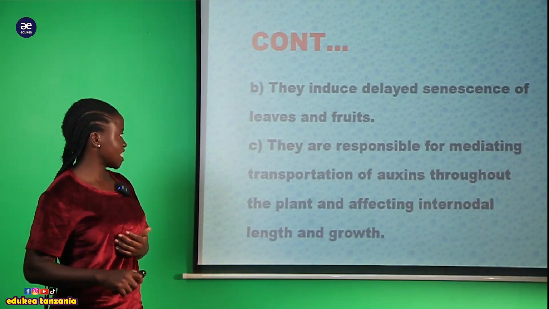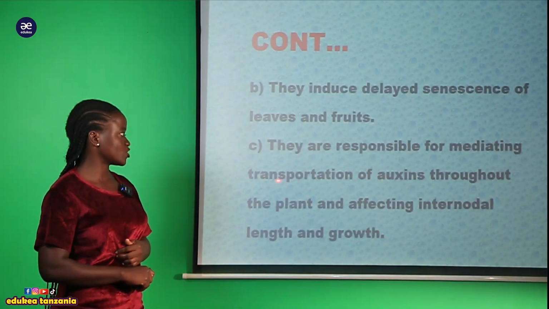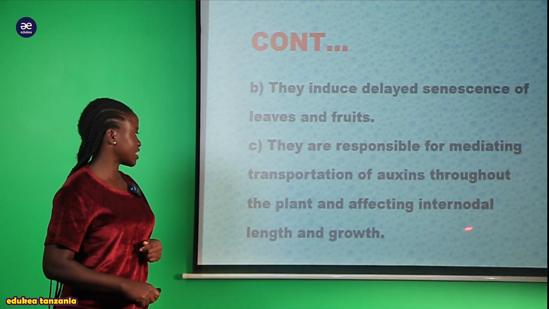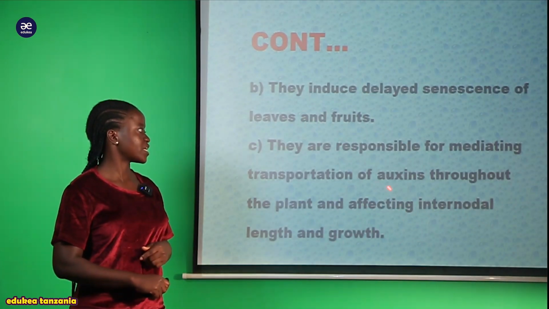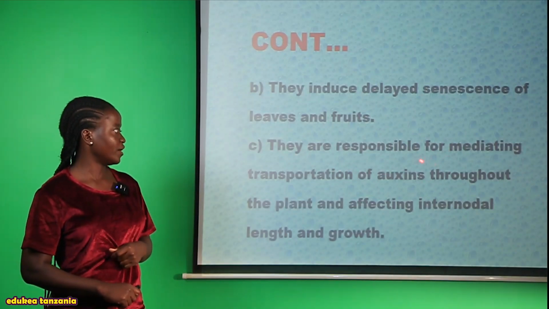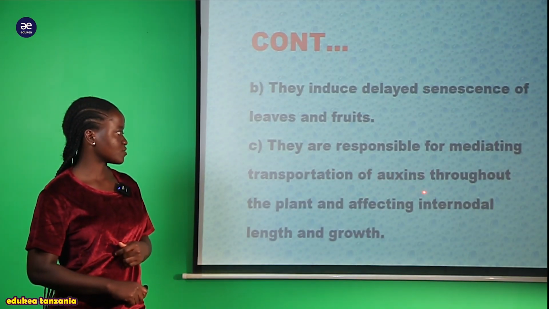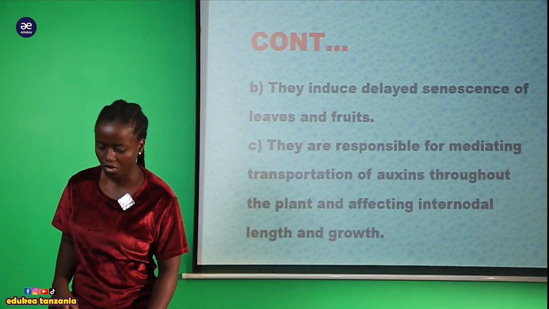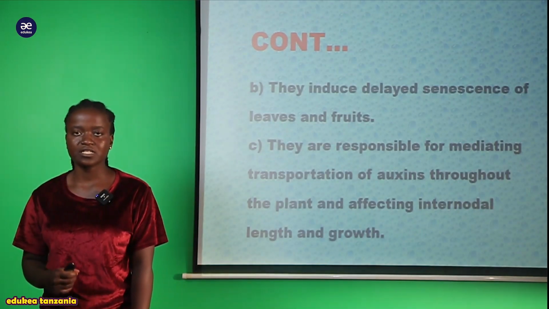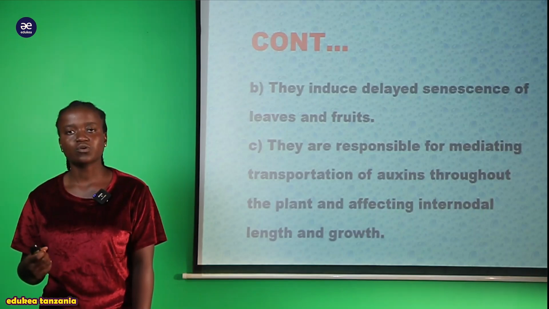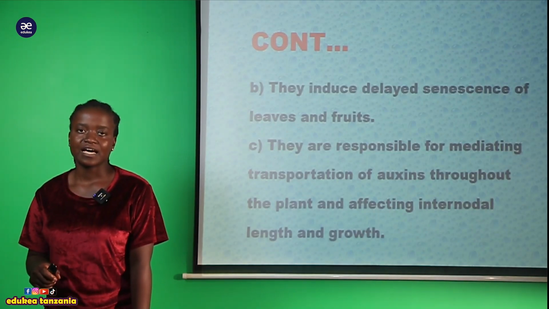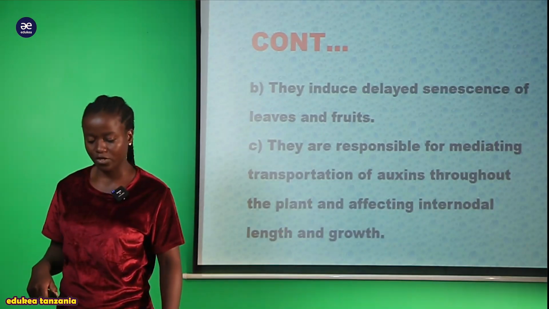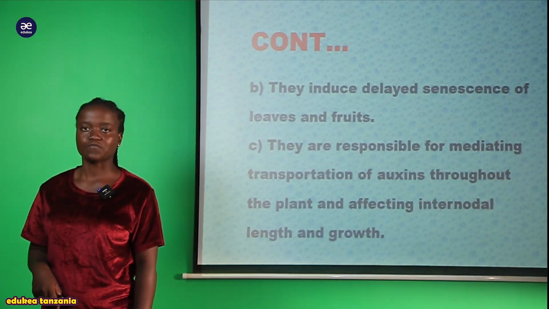Another function, we can say that they are responsible for mediating transportation of the auxin throughout the plant and affecting the internodal length and the growth. So this hormone is responsible for the internodal growth of a plant and the plant length and the growth in general by the presence of the auxin hormone.